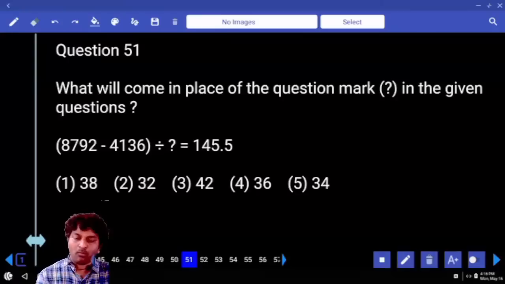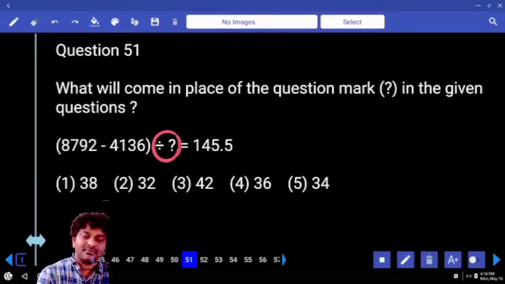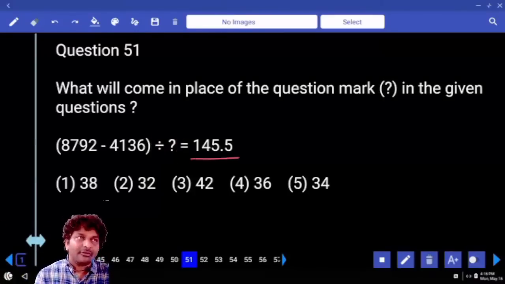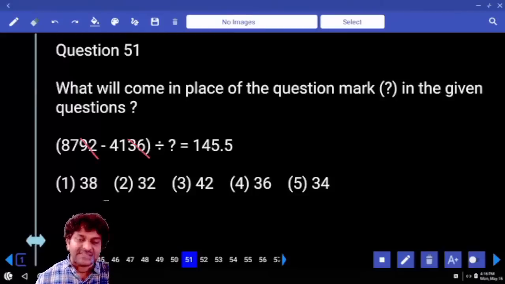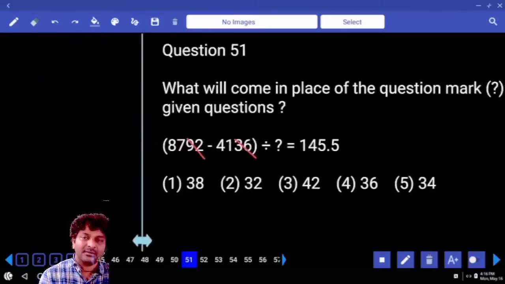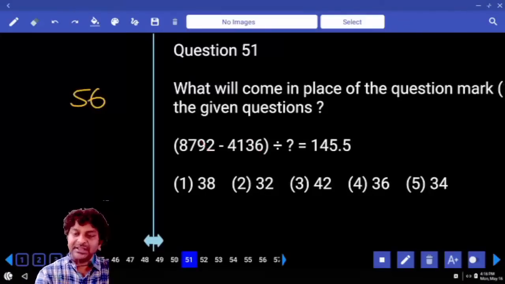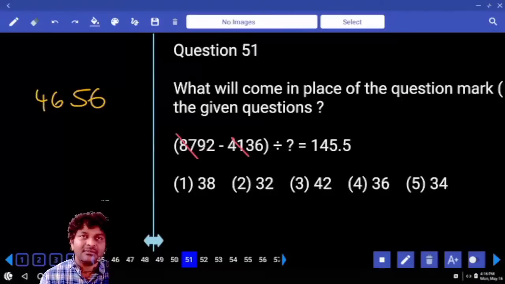Right. Divide it by, the entire value comes in the numerator, right? Because we have braces. And in the denominator, what is there? X is there. Take that to the right hand side, and on the right hand side what is there? 145.1. That comes to the left hand side. Is that okay? Right. Left hand side, last two digits: 92 minus 36 is 56. First two digits: 87 minus 41 is 46. That's your value.